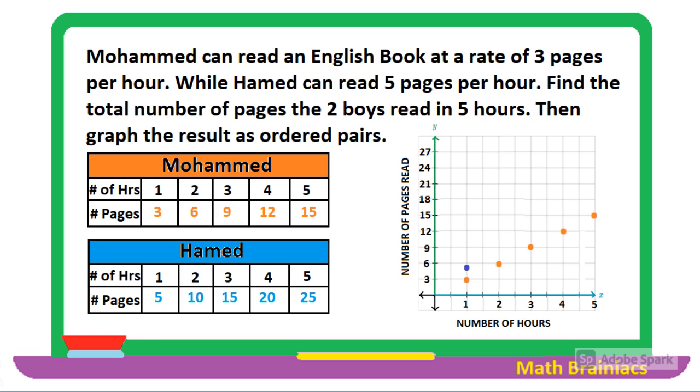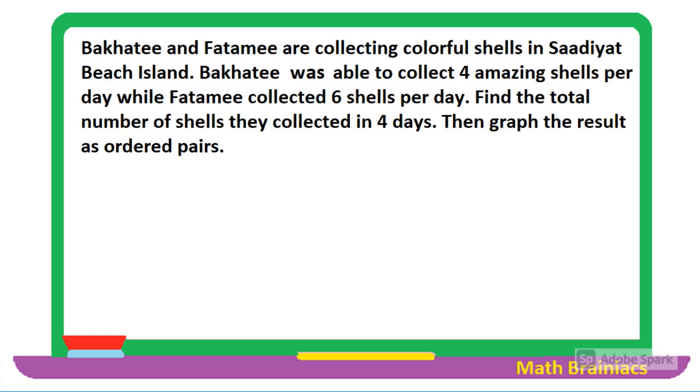Let us now graph the results of the ordered pair of Hamid. If x is 1, y is 5. If x is 2, y is 10. If x is 3, y is 15. While if x is 4, y is 20. And if x is 5, y is 25. Accordingly, we have completed the graph for the ordered pair of Muhammad and Hamid based on the number of pages per hour that they have read.